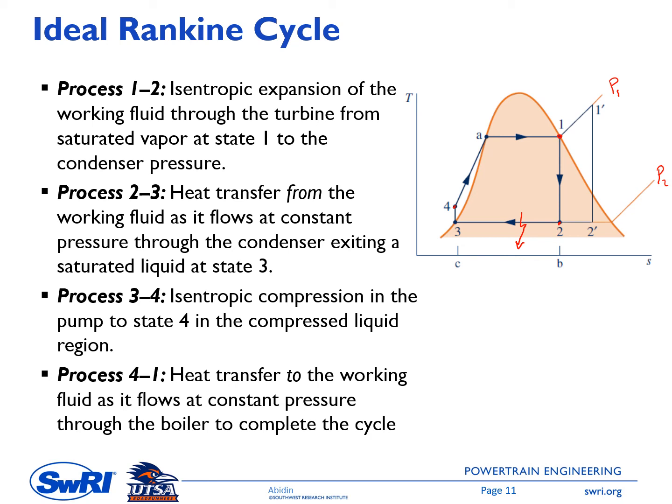Looking at this T-S diagram, the area under the line connecting points 4, 4A and 1 represents the heat transfer to the working fluid. The area under the line connecting point 2 to 3 represents the heat rejected from the condenser. The difference between these two heat transfers is the net power.